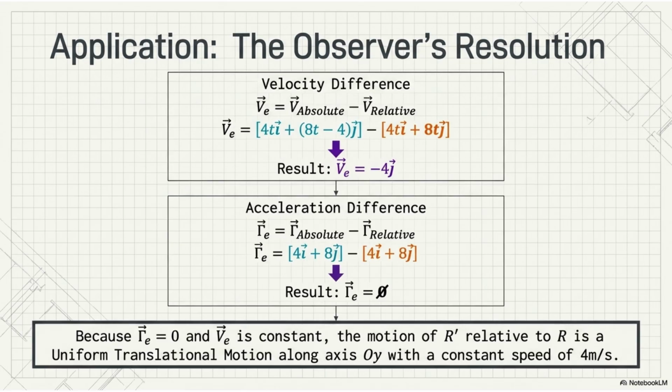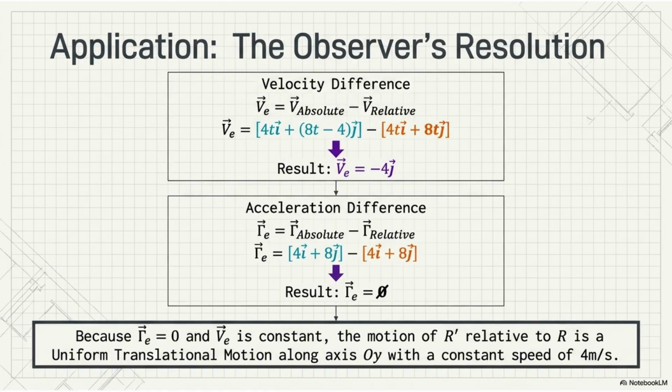We can now determine the motion of the moving reference frame R' relative to the fixed frame R. We begin with the velocity composition law, v_e = v_absolute − v_relative. Substituting the two velocity vectors gives v_e = (4t i + (8t − 4) j) − (4t i + 8t j). The x components cancel, leaving v_e = −4j. Therefore, the entrainment velocity is constant and directed along the negative OY direction.